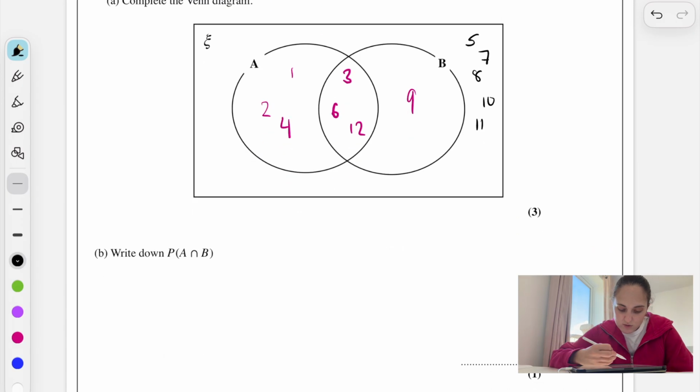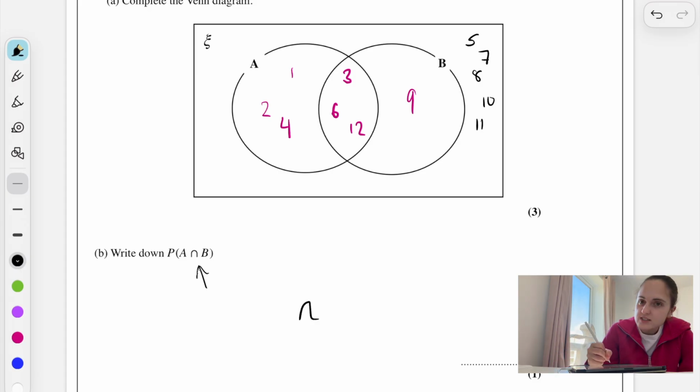The next question says write down the probability of A, and then we have this symbol. It means intersection, so it means A and B. You can remember that because this intersection symbol looks a little bit like an N, and the word and has the letter N in it. That's how I remember that one.